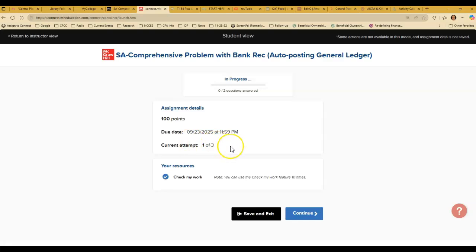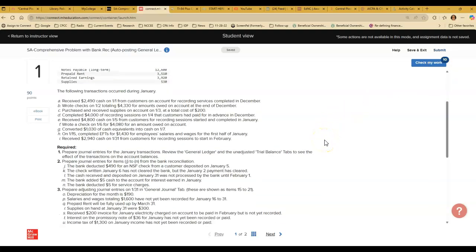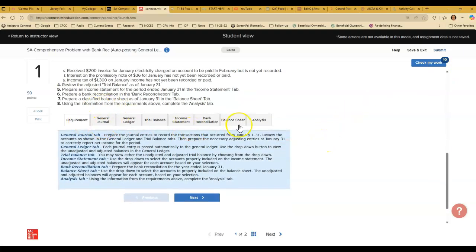You get 3 attempts just like your homework. I hit continue, and again, if I keep hitting save and exit, save and exit, save and exit, I can go in there 52,000 times. But notice what happens here with the check my work. The format of this question is these tabs. So you get 10 check my works each submission, because it doesn't treat it like it's part 1, part 2, part 3, part 4, part 5. You with me? So keep that in mind.